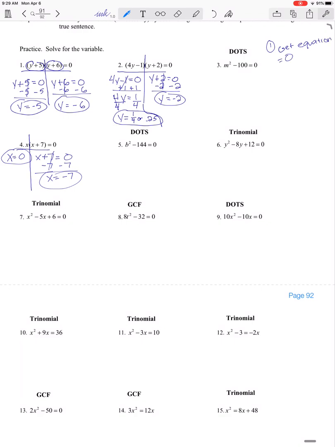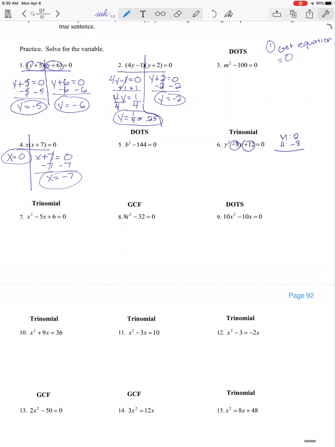Your equation always has to be equal to 0. If it's not, that's when we do what we did this past Friday and Thursday, where we move the terms around in order to get the equation equal to 0. If we take a look at number 6, it already is equal to 0 for us. So all we have to do is factor. So when we factor trinomials, I want two numbers that multiply to 12 and add to negative 8.